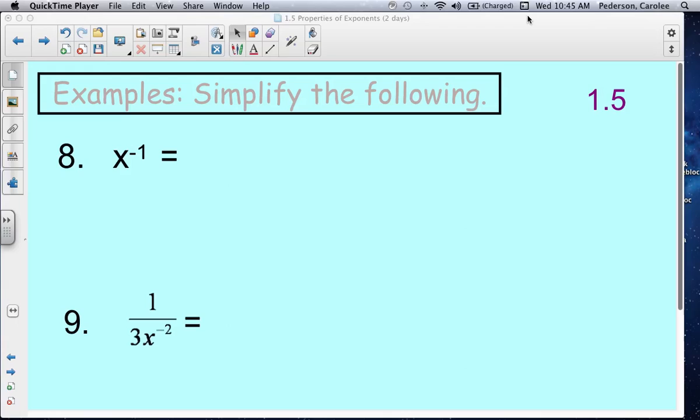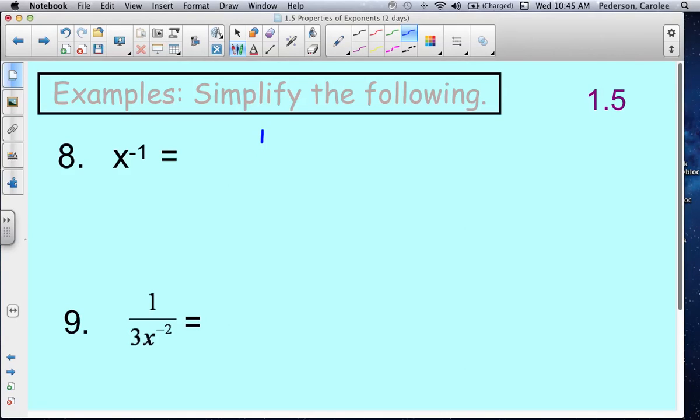We want to make sure that negative 1 power is not a negative. So what you do is you bring that x down to the denominator, and now you make that power a 1.